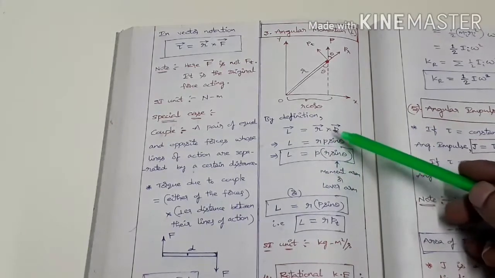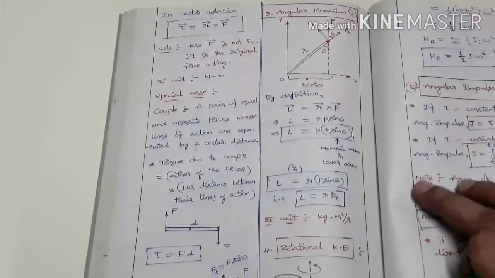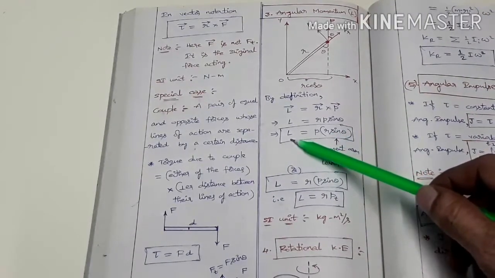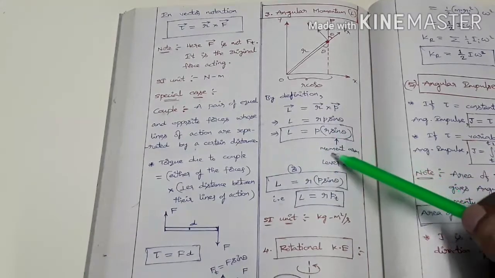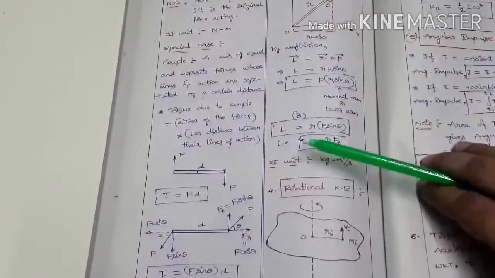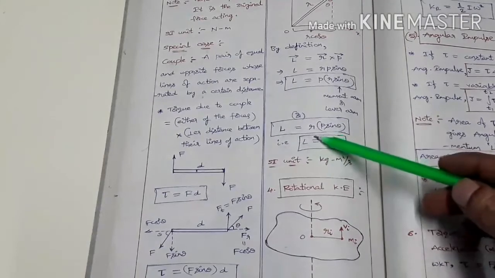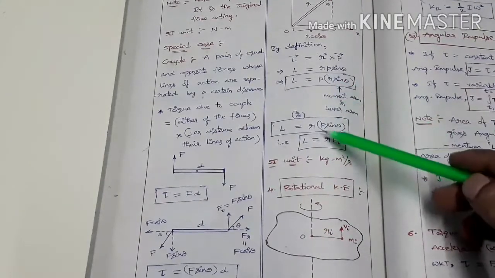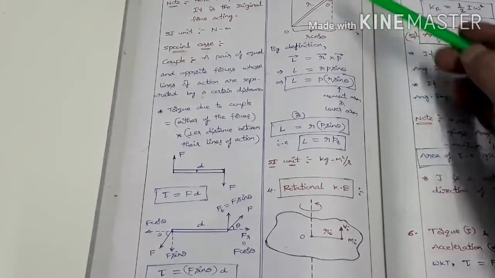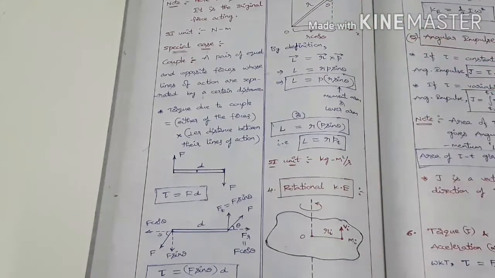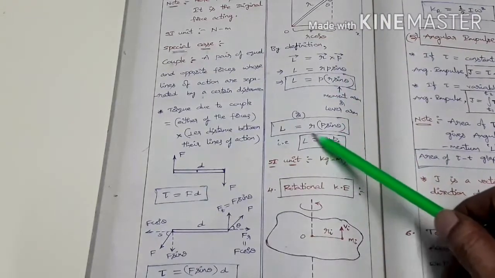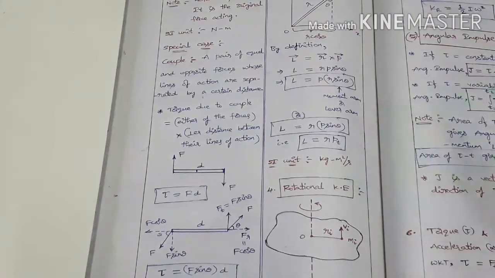So L equals R into P into sin theta by definition of vector multiplication. So L equals P into R sin theta. We can write it like this, no? So angular momentum L equals P into R sin theta. What is R sin theta here? It is called the lever arm. Or L equals P into R sin theta can be written as R into P sin theta. So L equals R into Pt. What is P sin theta? This is nothing but Pt. So Pr is P cos theta and Pt is P sin theta. So L equals R into P sin theta, or L equals R Pt.